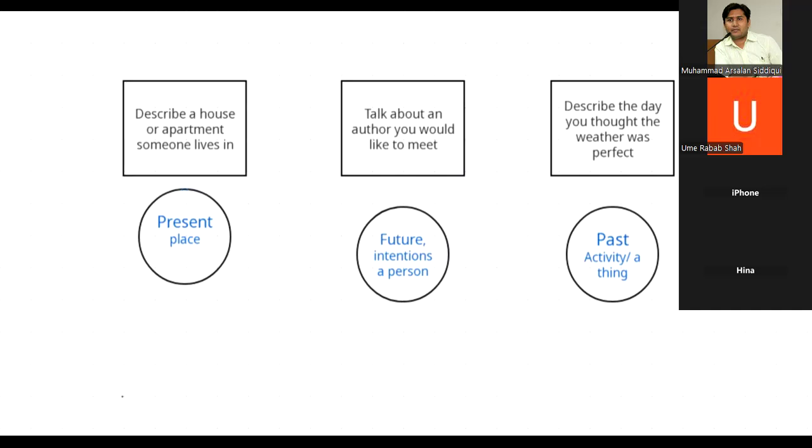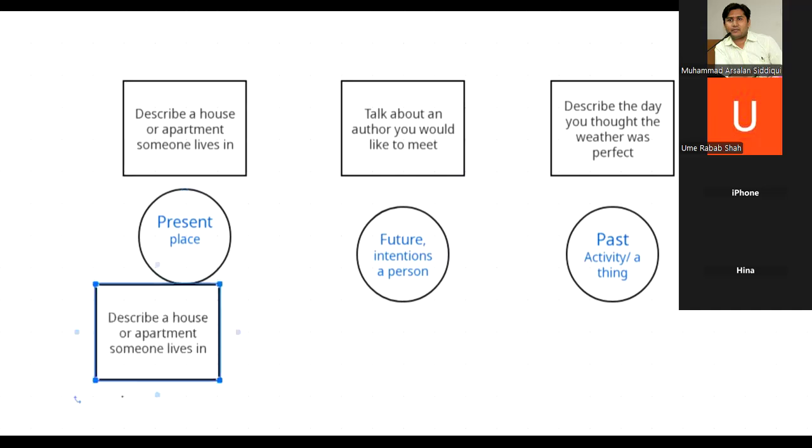Describe a house or apartment someone, apartment you visited and liked. Now that converted directly into the apartment you like. So that's a different story.